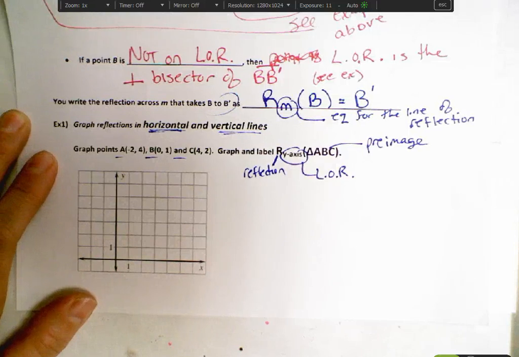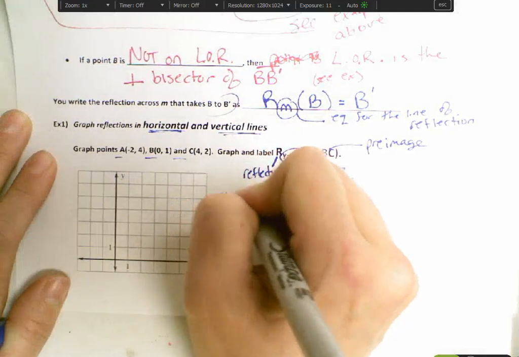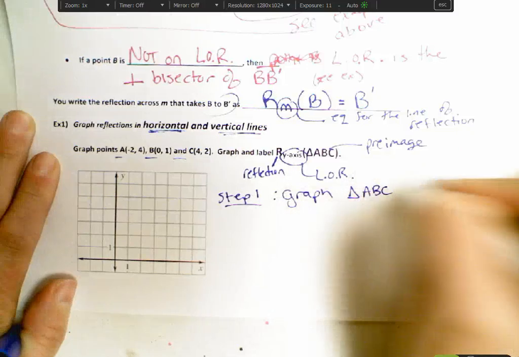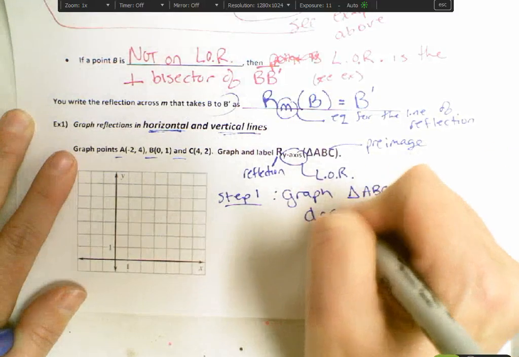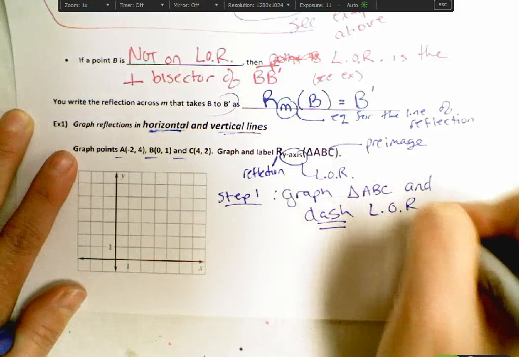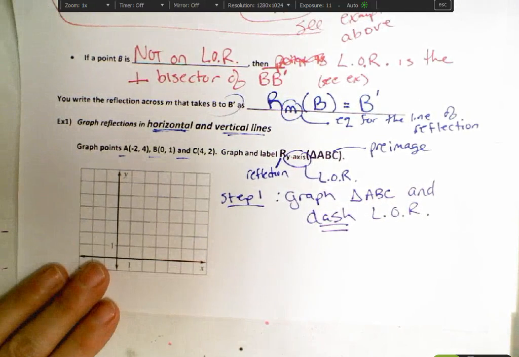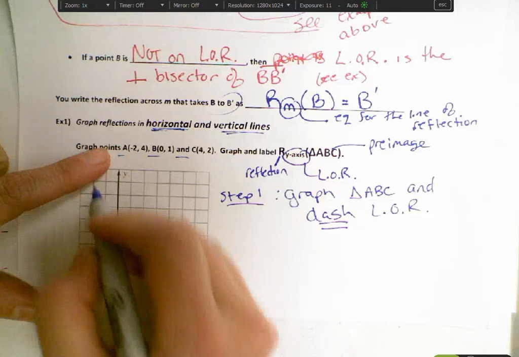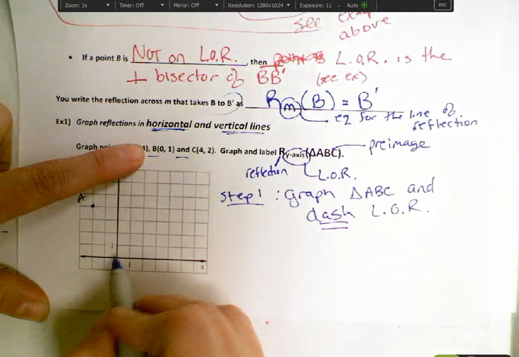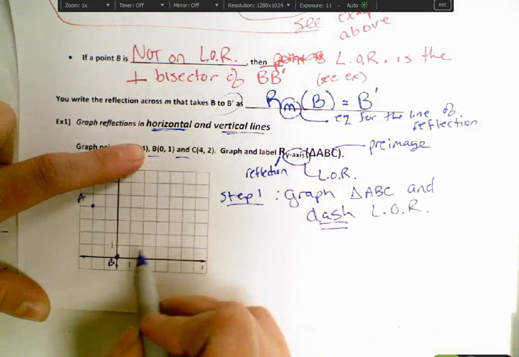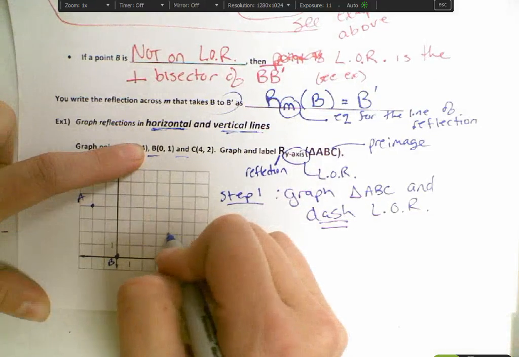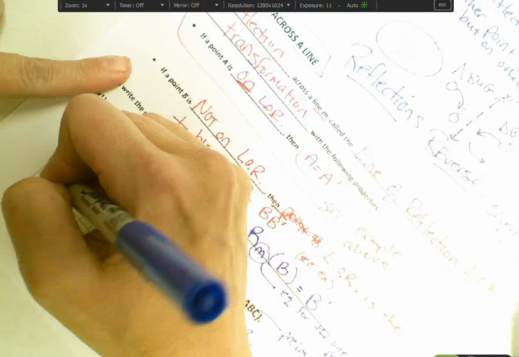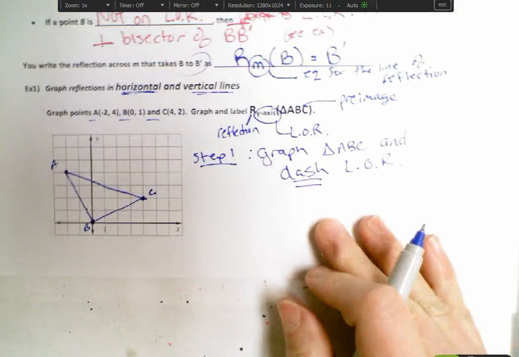So where do we start? We start with step 1: graph triangle ABC and dash your line of reflection. So step 1 is to graph my pre-image. My A is at -2, 1, so there's A. B is at 0, 1. There's B. And C is at 4, 2. So there's C. That is my original pre-image figure, triangle ABC.